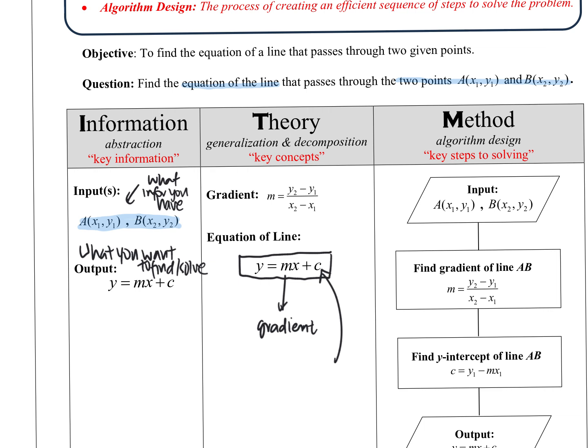Is it the point C? Is it the point where it crosses the x line? The point where it crosses which axis? Y axis. Y intercept. Oh my god. Why is it not Y?